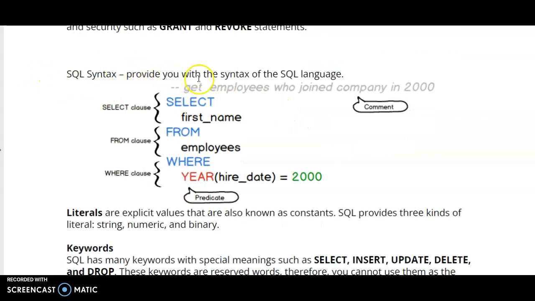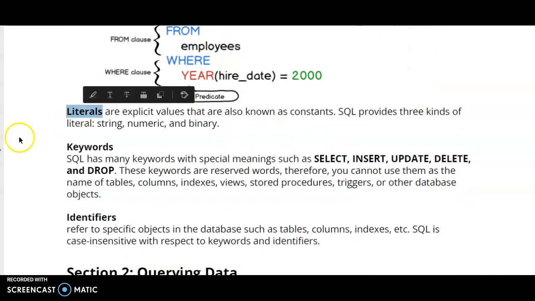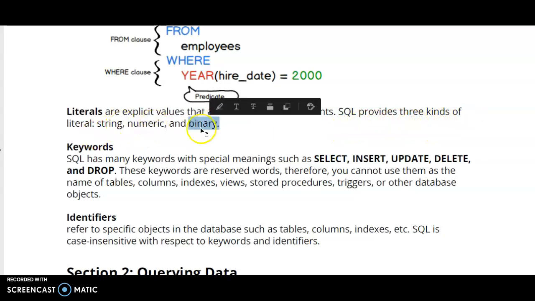SQL syntax provides you with the syntax of the SQL language. Select first_name from employees where year of hire date is equal to 2000. Here is the point. Literals. Literals are explicit values that are also known as constants. SQL provides three kinds of literals: string, numeric, and binary.